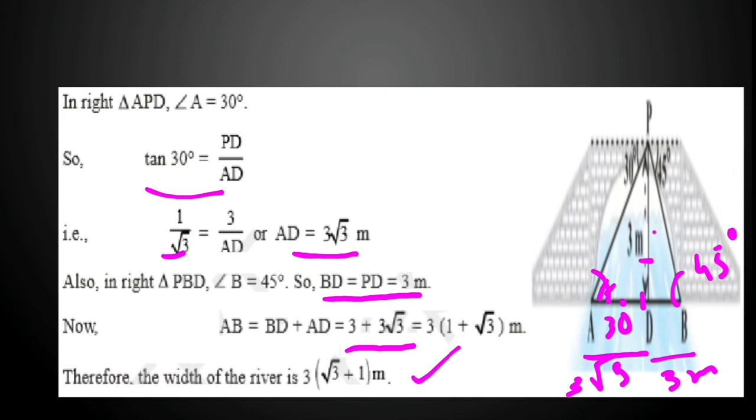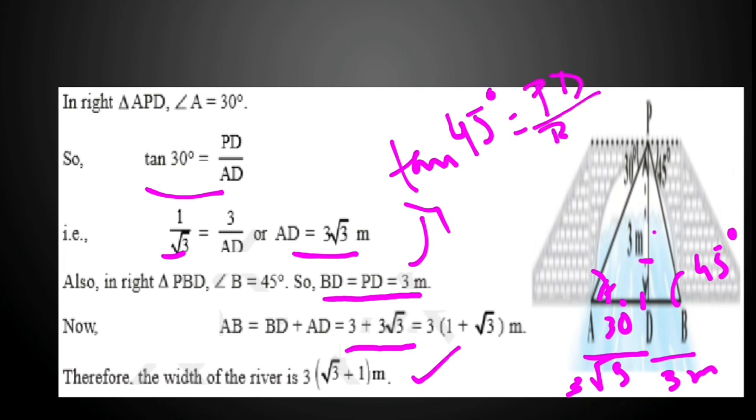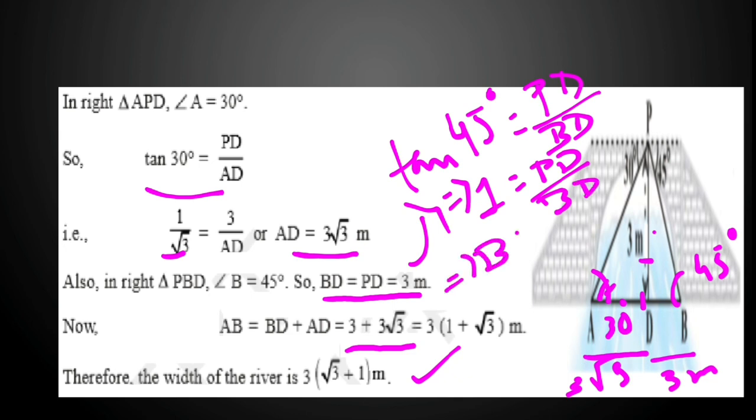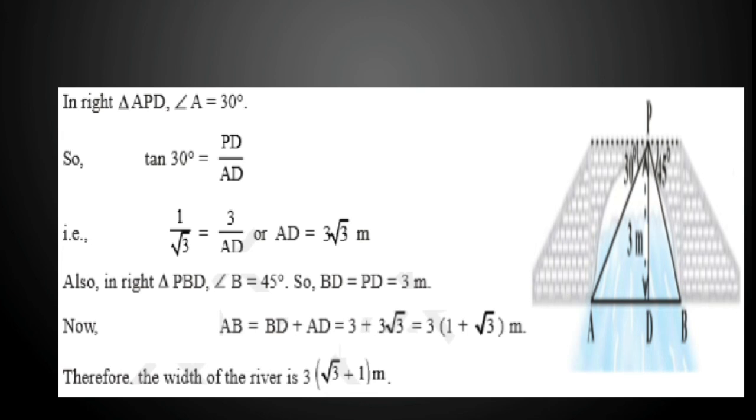Here a step is missing. In the right angle triangle PBD, you can write tan 45 degree is equal to PD by BD. Since tan 45 is equal to 1, so 1 will be equal to PD by BD. That's why BD is equal to PD is equal to 3. That's why they have written this line. In this way you have to solve this question.